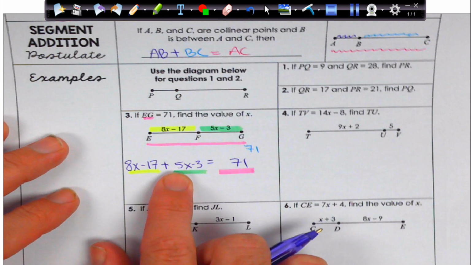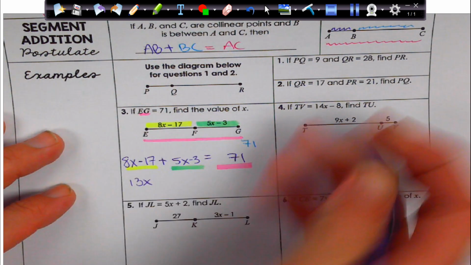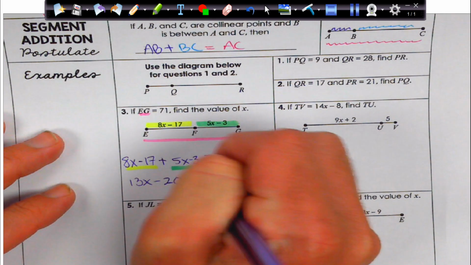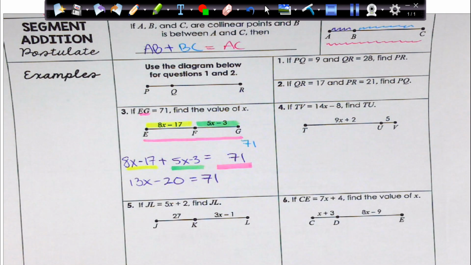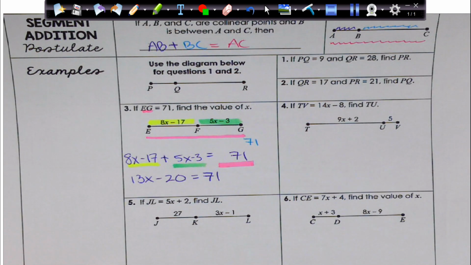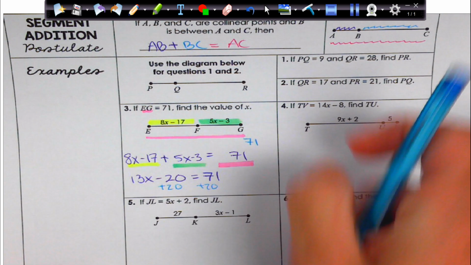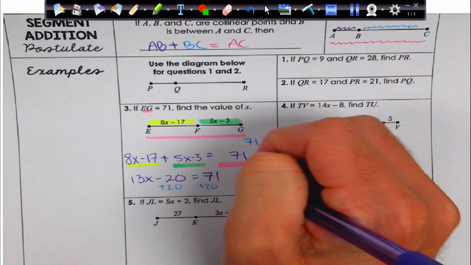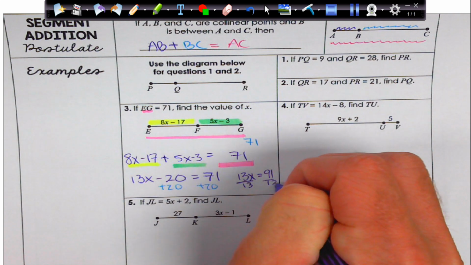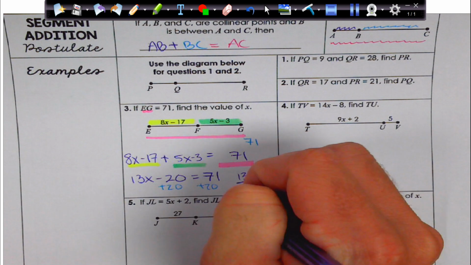So 8x plus 5x is going to give us 13x, and negative 17 and negative 3 is going to give me negative 20, and that will equal 71. Then all I have to do is start trying to isolate x. So I'm going to add 20 to both sides, and we'll get 13x equals 91. Divide by 13, and x will equal our final value of 7.